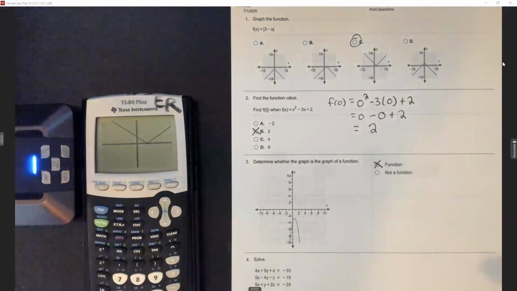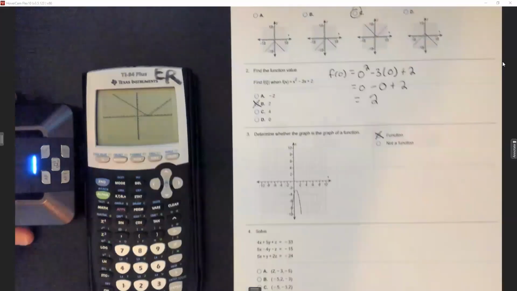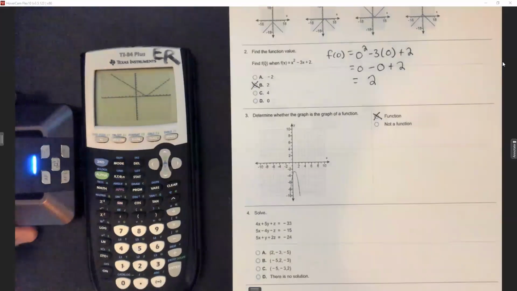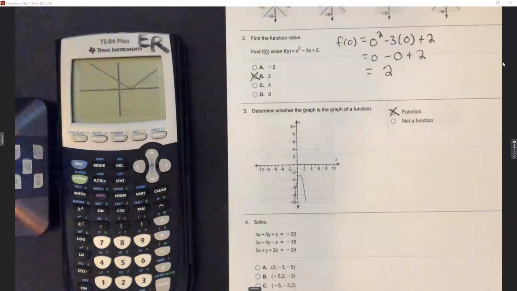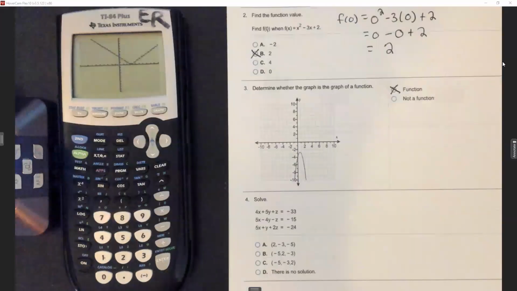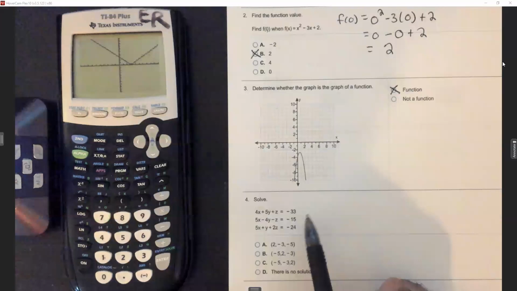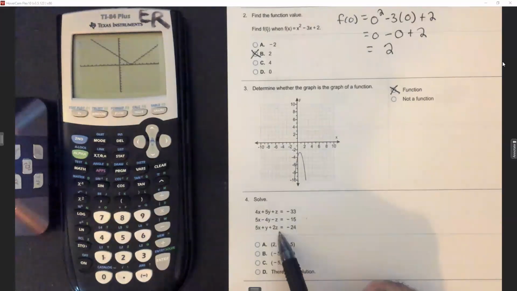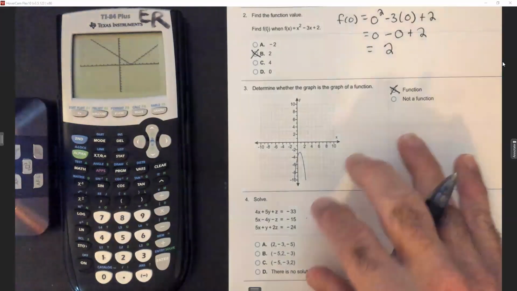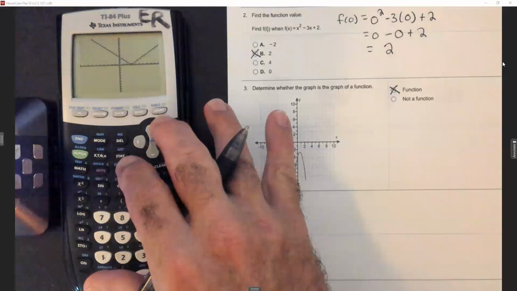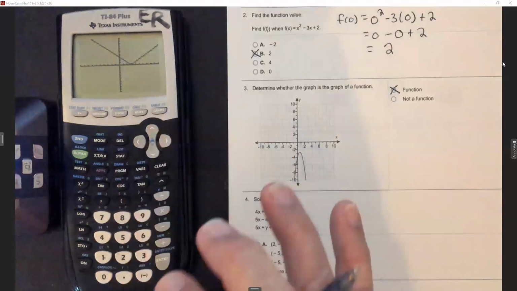All right, let me pull this down a little bit. They want me to solve this, so let me zoom in a little bit so y'all can see that a little better. So I got 4x plus 5y plus z equals negative 33. 5x minus 4y minus z equals negative 15. And then 5x plus y plus 2z equals negative 24. I'm going to work this by hand, and I'm going to work it on the calculator, because remember, I can use the matrix on the calculator to work that also.